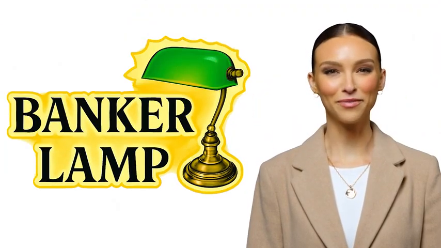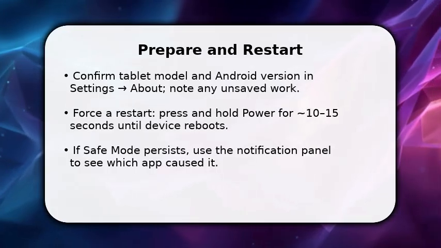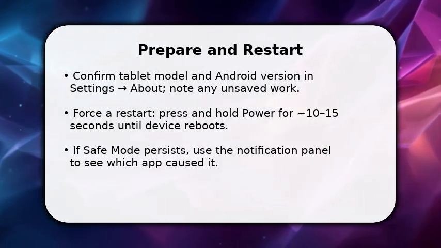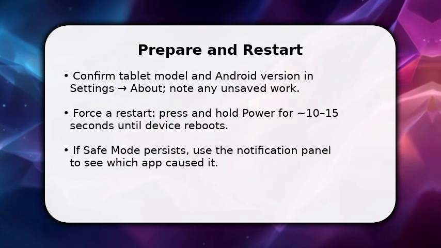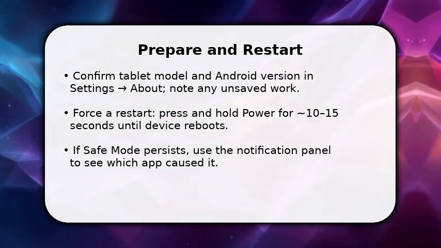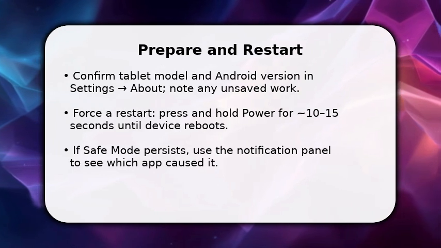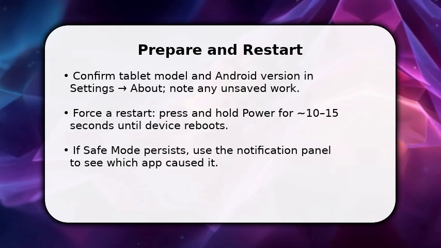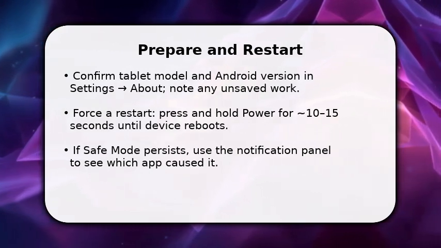Please enjoy the video. You're starting by forcing a clean reboot so safe mode can clear if it was a one-time glitch. Press and hold the power button for about 10 to 15 seconds until the screen goes black and the tablet restarts. This resets transient processes. Once done, check the bottom left corner for safe mode. If it's gone, you're done.